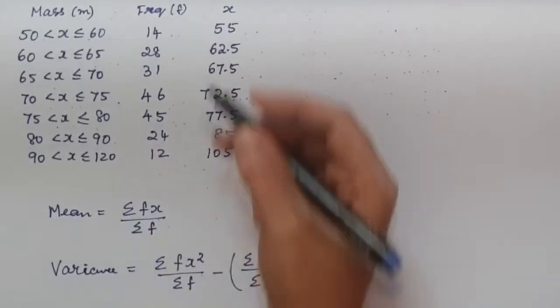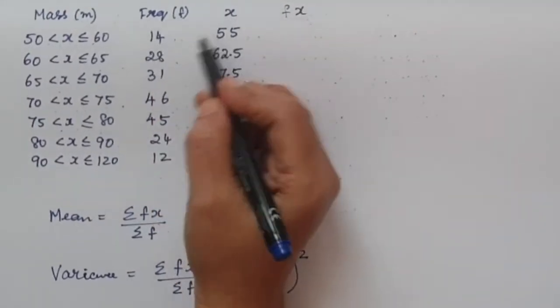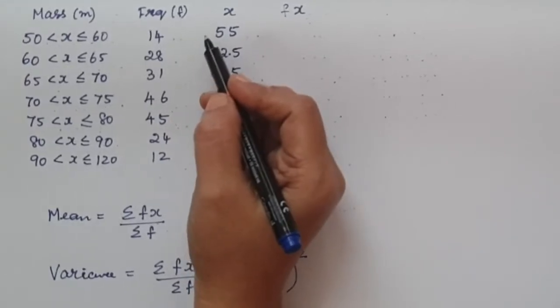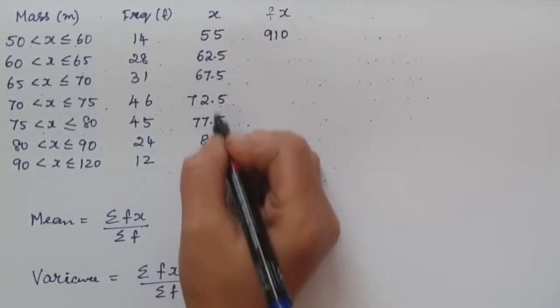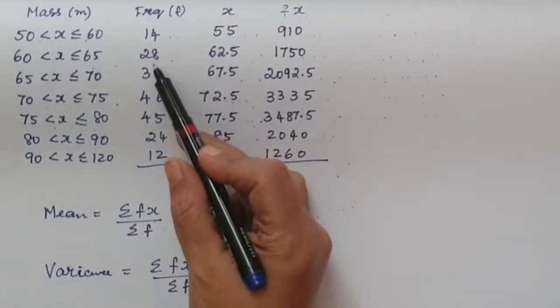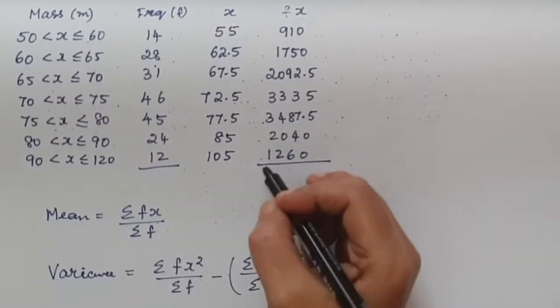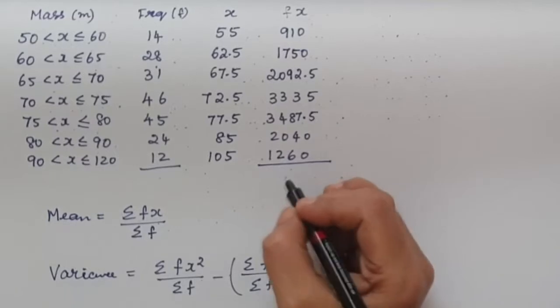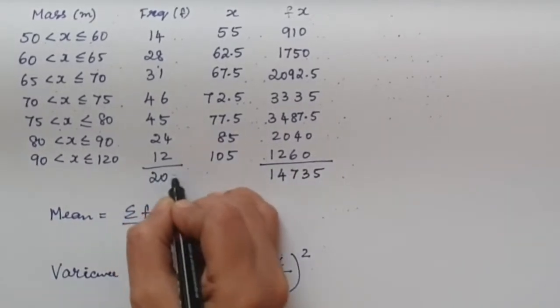So now in order to find our mean, we just multiply fx. That is this f and x value, 14 into 55 will give us 910. Like that, we multiply all the values and write them. So now we have multiplied all the f and x values and written them over here. When we add all this, the answer you'll get is 14735, and this is 200.